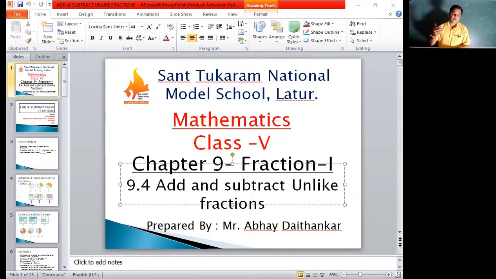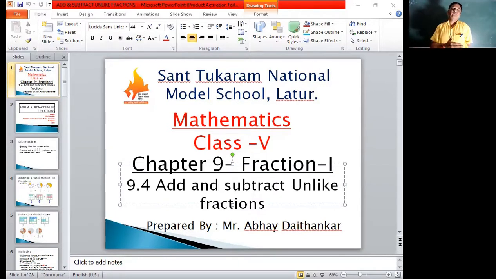Now, before going for addition and subtraction of unlike fractions, we'll recall a few terms which we have seen in the division chapter itself. So we'll see what is meant by multiples. Multiples are nothing but the numbers which are obtained by multiplying a number with 1, 2, 3, 4, 5. For example, multiples of 12 are 12, 24, 36, and so on. So it's a multiplication table of a number. The 5th multiple of 7 will be 35. The 11th multiple of 12 will be 132.